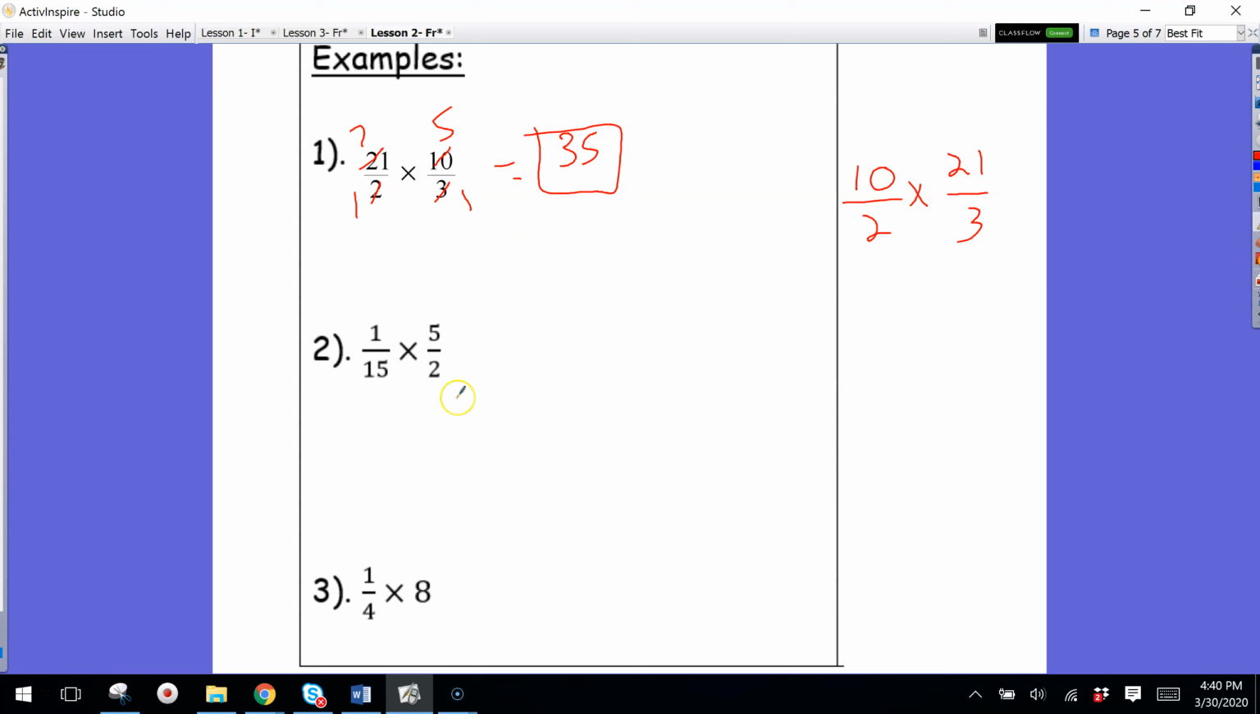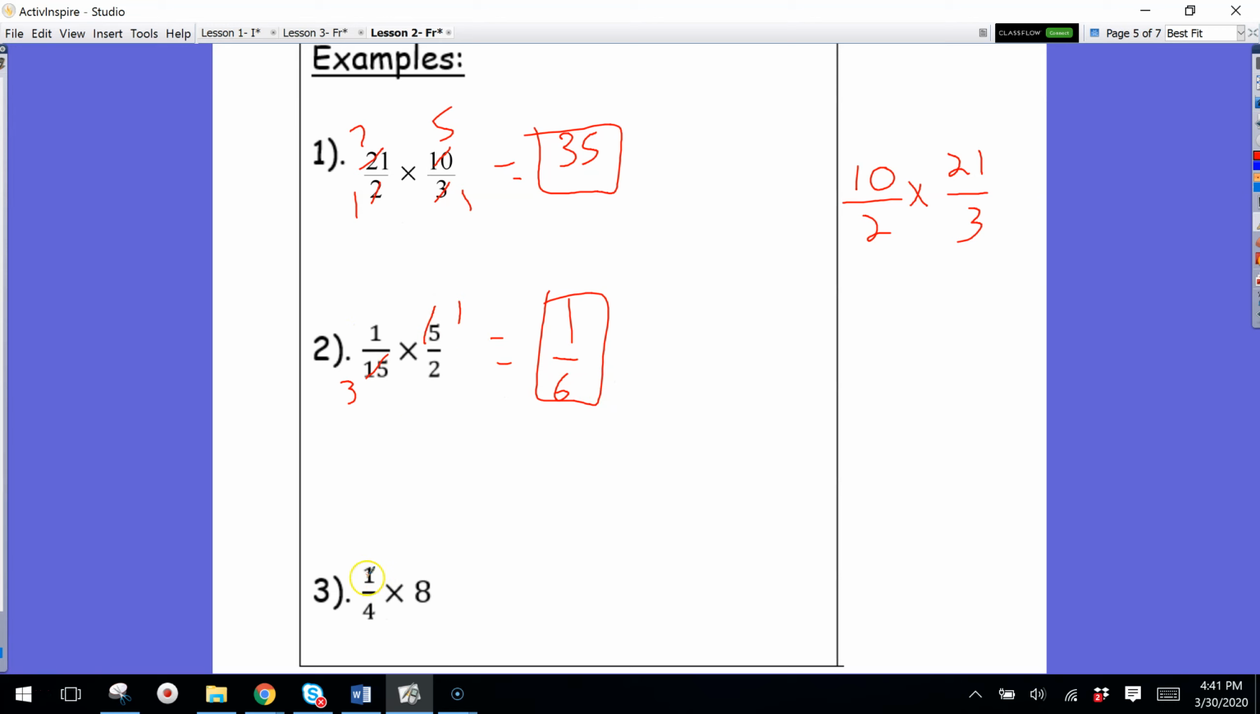Let's try it again. So here what I have is 1 over 15 times 5 over 2. 1 over 2 doesn't simplify, but 5 over 15 does, because 5 goes into 5 once, and 5 goes into 15 3 times. So this is really the fraction 1/3. And now I can multiply 1 times 1, which is 1, and 3 times 2, which is 6. So this simplifies to 1/6. Of course, you could have done 5 over 30, but 5 over 30 is the same thing as 1 over 6, and it would just have been a little bit harder to simplify that.